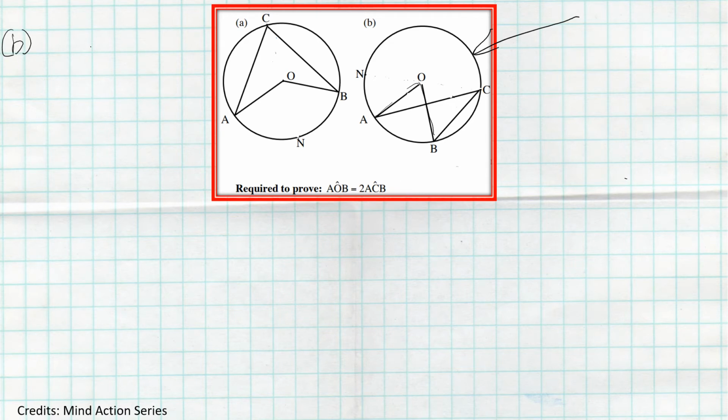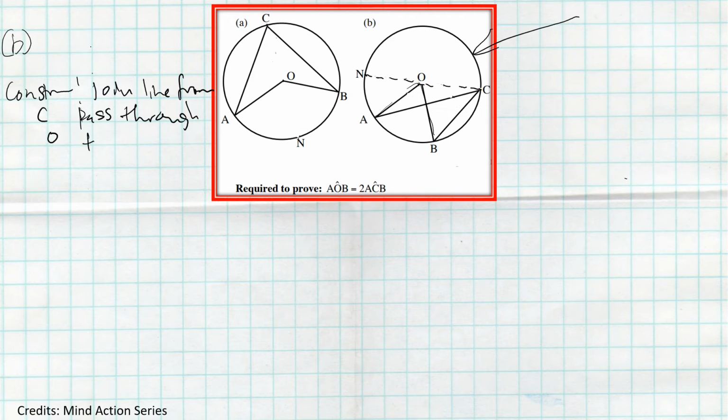Okay, so if we want to prove that, obviously we have to start with construction. So what are we going to construct? We're just going to join the radii and extend towards the circumference. So our construction: we just join a line from C passing through the center O, and it moves towards our circumference there. Just write for them: join line from C and must pass through O towards the circumference, or rather towards N, right? That's your construction. Let's now go to the proof.